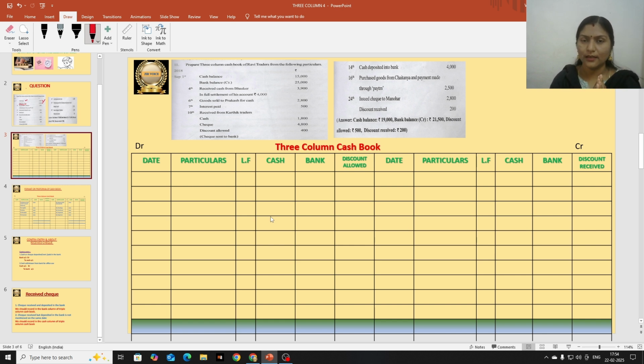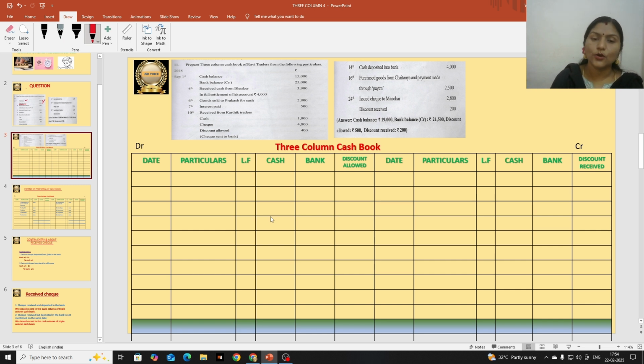If because of any transaction cash is coming into the business, record that on the debit side. And if any transaction takes place due to which cash is going out of the business, then we are going to write on the credit side. Hope this is clear. If the cash is going out, we will record it in the cash column. If any check is going out, we will put the amount in the bank column. In case of discounts, we put the amount in the discount column.